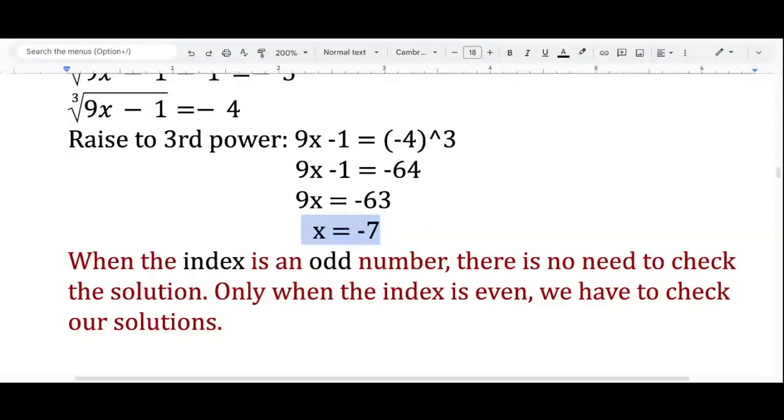So when the index of the radical sign is an odd number, we don't get extraneous solutions, right? Only when we square, or take 4th power, 6th power like that, we have to be careful, because by doing the process, we change the negative to be positive.